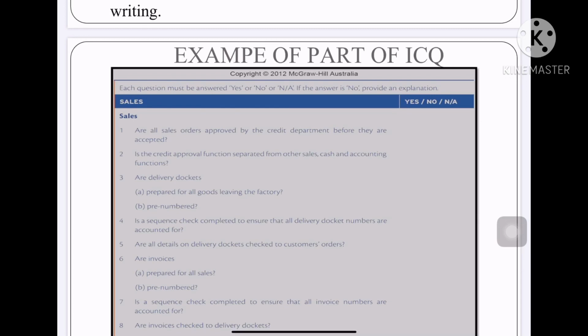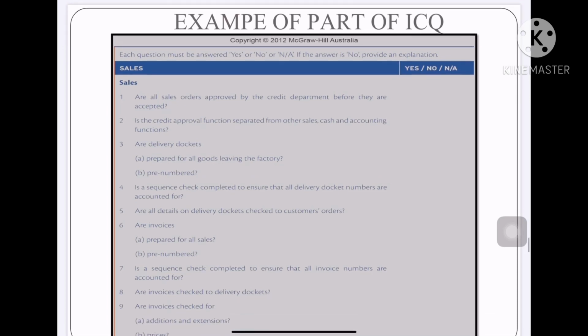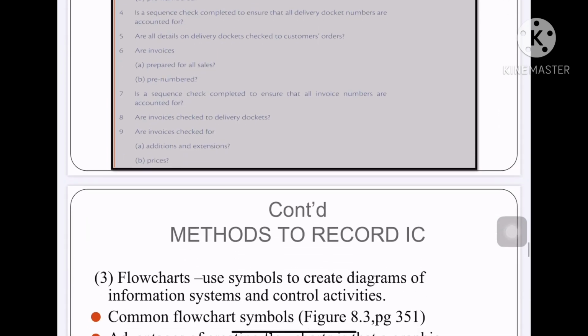All right, number two, is the credit approval function separated from other sales, cash, and accounting functions, to make sure that the company has segregation of duties? If the answer is yes, it shows that it's good. But if the answer is no, it shows that it's not good. And sometimes the answer will be not applicable, meaning this kind of system does not exist in the company. So this is the example of the ICQ. The rest I think you can read on your own.